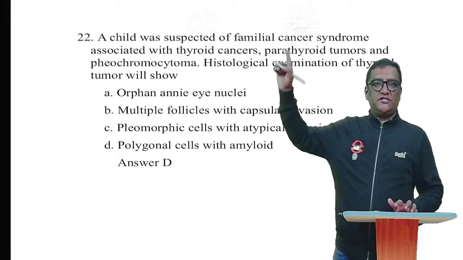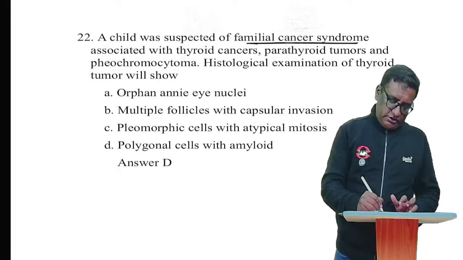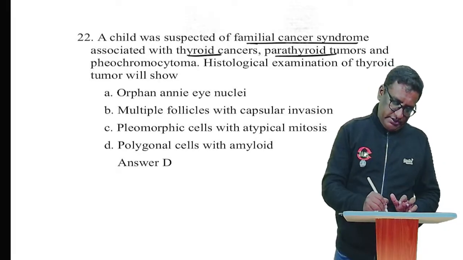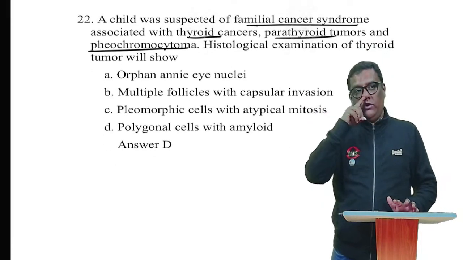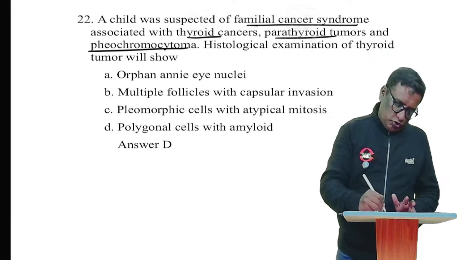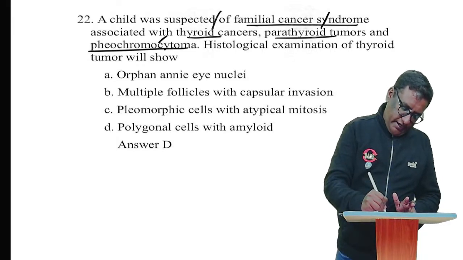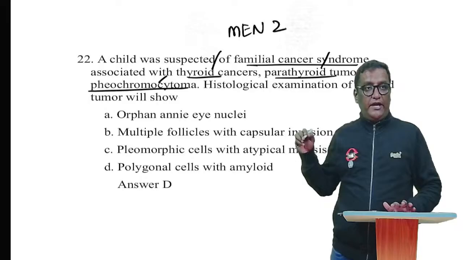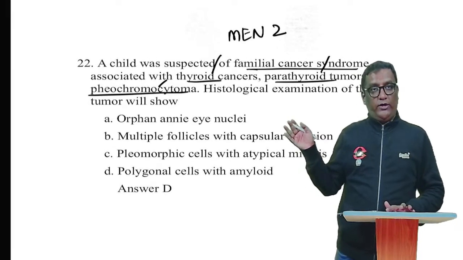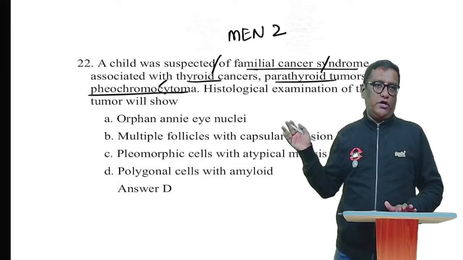A child is suspected of familial cancer syndrome associated with thyroid cancer, parathyroid tumors, and pheochromocytoma. Histological examination of the thyroid tumor will show. So, thyroid cancer, parathyroid tumor, pheochromocytoma, I am suspecting MEN, multiple endocrine neoplasia. I am suspecting MEN2 syndromes, maybe 2A, 2B. Yes, so MEN2B most likely. Parathyroid is also involved. Yes, correct.